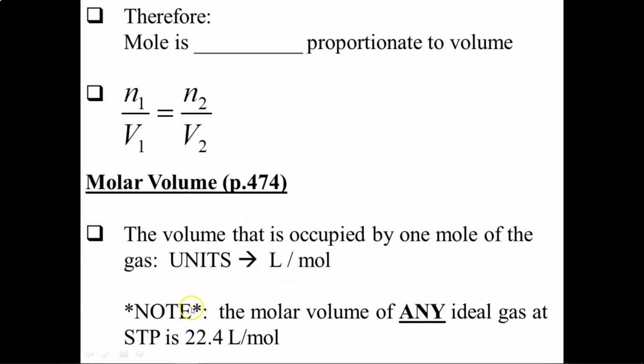Now, another thing to keep in mind is that the molar volume of any ideal gas at STP is 22.4 liters per mole. So that's any gas, as long as it's behaving ideally. Doesn't matter if it's nitrogen, oxygen, fluorine, chlorine, whatever. 1 mole of any gas at STP has a volume of 22.4 liters.